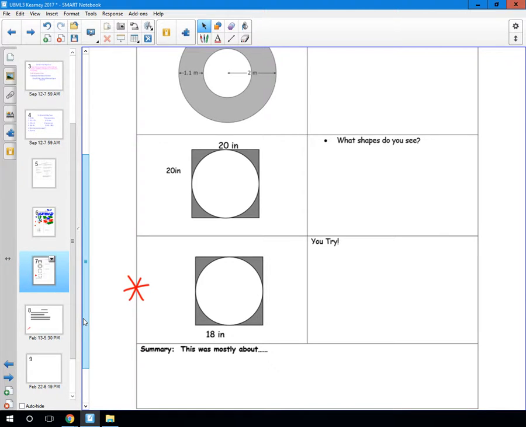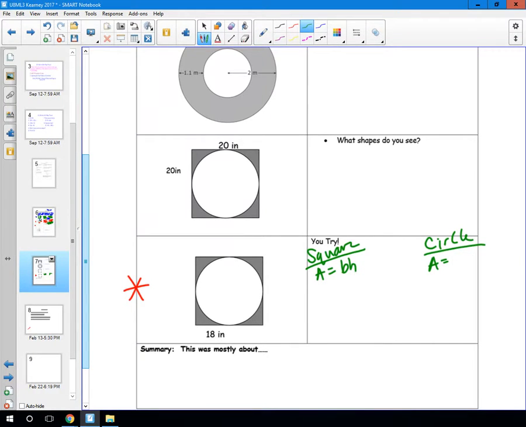So let's do our 3 steps. Our first step is to list the shapes that you see. So I see a square, and then I see a circle that has been cut out, okay? So step one, list the shapes and their formulas. So my formulas for area of a square would be base times height. Formula for area of a circle, so look back at your notes if you can't remember. It is pi times radius times radius. And now I'm just going to plug in. So square, so I've done step one, list the shapes and their formula. Step two, I'm going to find the area of each.